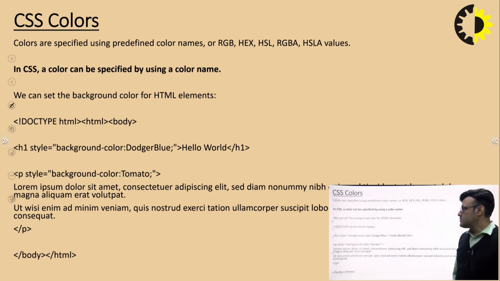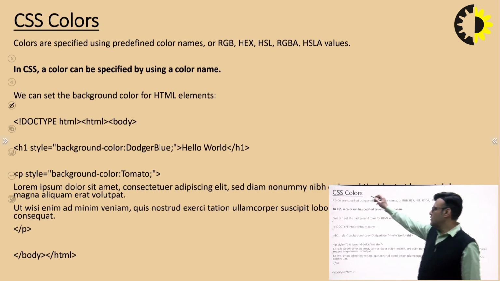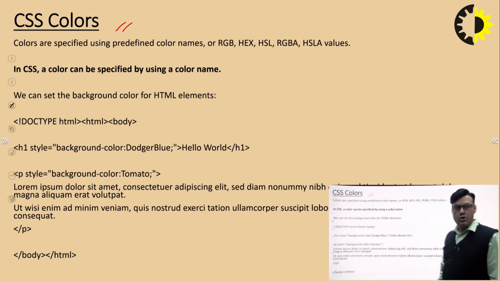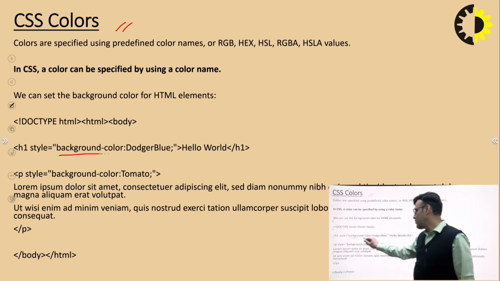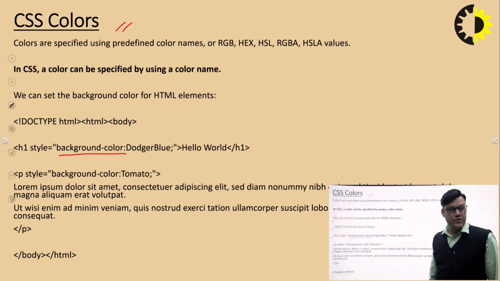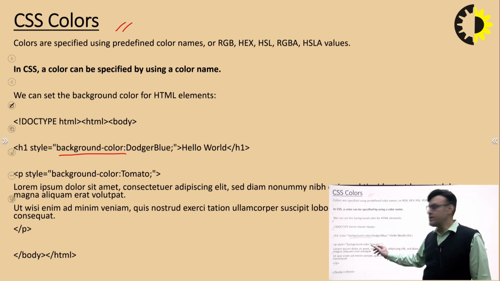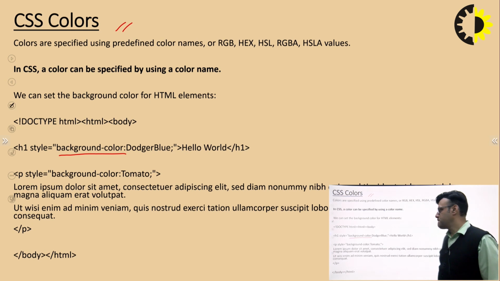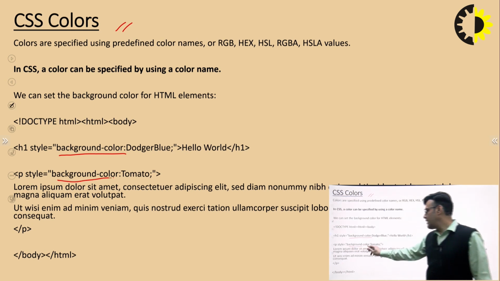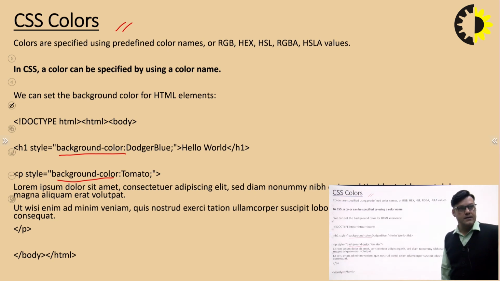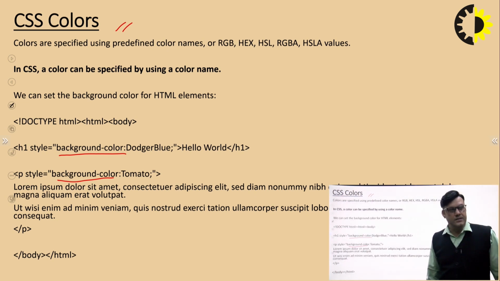Color. Now, this is also important. How are we going to set the color? You all know that there are a number of properties of color. For example, H1 style background color. We will use the name of the property, background hyphen color. Again, P style background hyphen color. So we know that colors are already predefined.